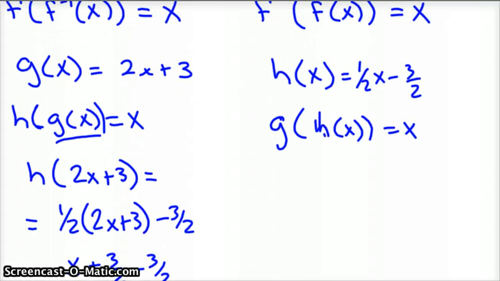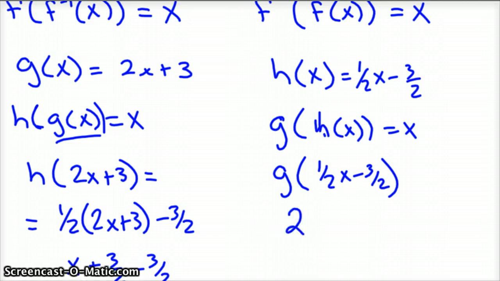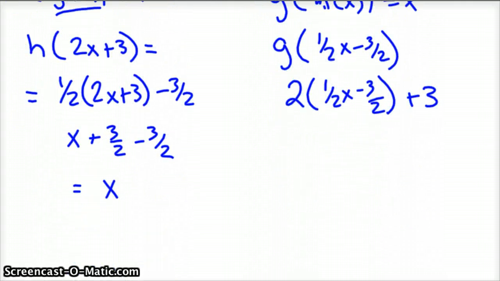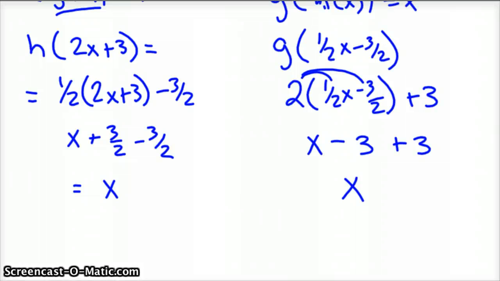Now let's go the other direction. You start with h at x. So g at h at x: h of x is 1/2 x minus 3/2, and you plug that into the g function. So you'd have 2 times (1/2 x minus 3/2) plus 3. You can probably already see what's going to happen here. If you distribute the 2 through, that's x minus 3 plus 3, and that is also x. So that also verifies that they're inverses of each other.